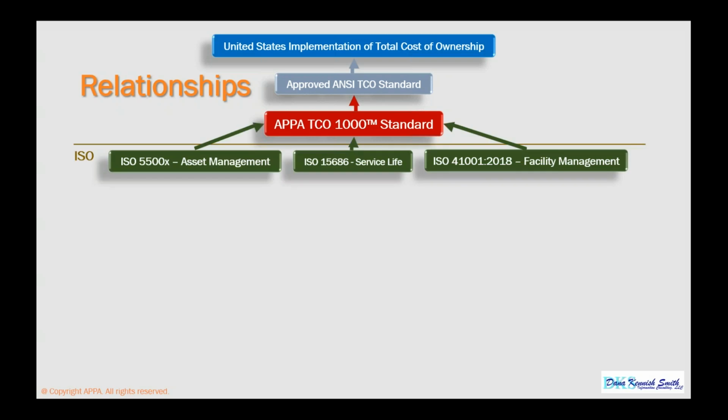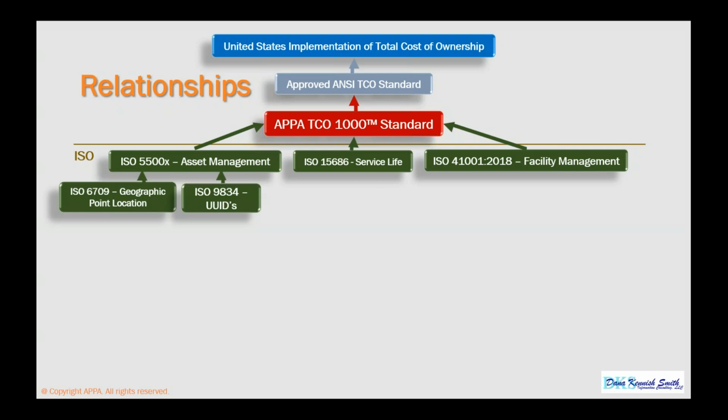So, and many of you may already be implementing ISO 55000, which is asset management, and maybe some of you are actually looking at 41000 facility management. There's also ISO 15686, which is service life. Those 3 are kind of the foundation, if you will, and they're all based on international standards. And each of those are also based on international standards. So you get into GIS, you get into unique identifiers, you get into looking at performance.